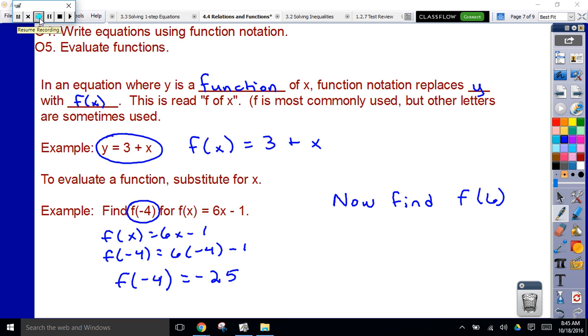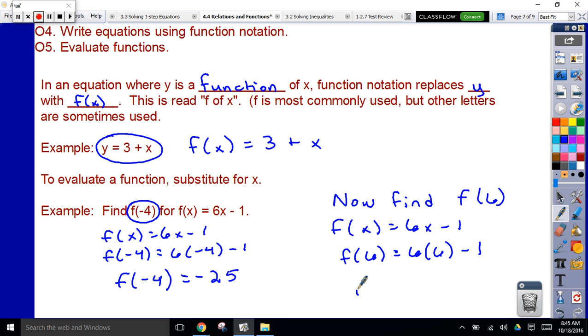Okay, volunteer to tell me how I find f of x. Liz. F of x equals 6x minus 1. Okay. And then f of 6 equals 6 times 6 minus 1. Okay. F of 6 equals what? 35. 35. Good.